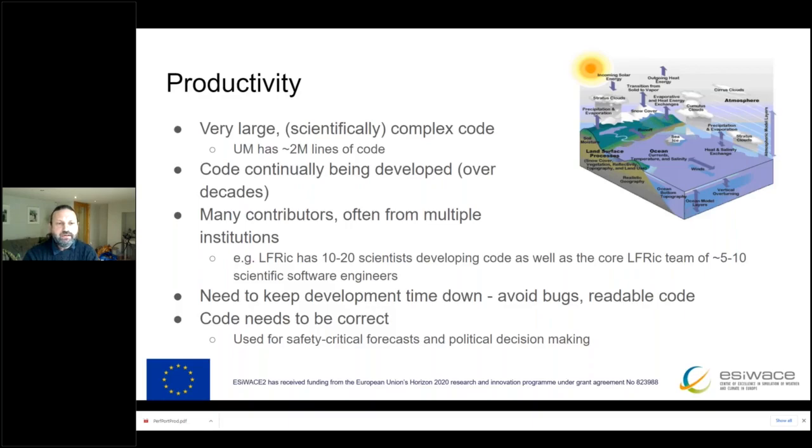And to do that, we need to keep development time down as much as possible. And of course, you want to avoid bugs, and in order to do that, you need to have readable code. Obviously, you're going to have science bugs, but you want to avoid other types of bugs wherever possible. And really, the underlying point behind that is the code needs to be correct. And obviously, code needs to be correct, but in weather and climate, it's often used for critical decision making, critical forecasts and things. So it really is very important that that's true.